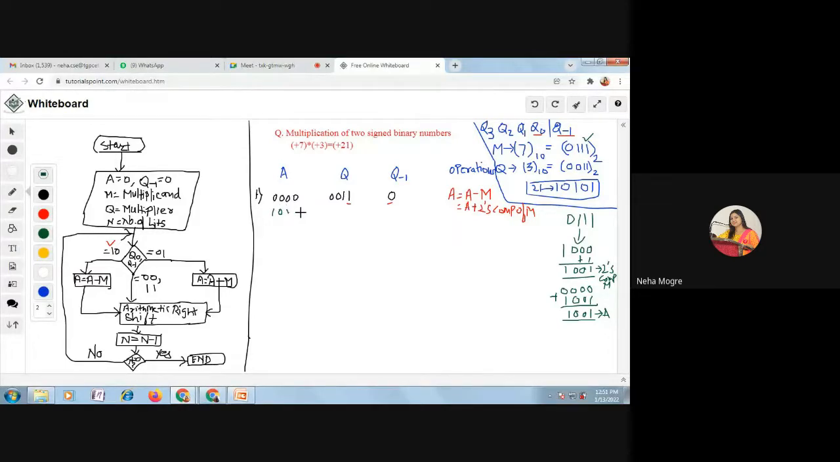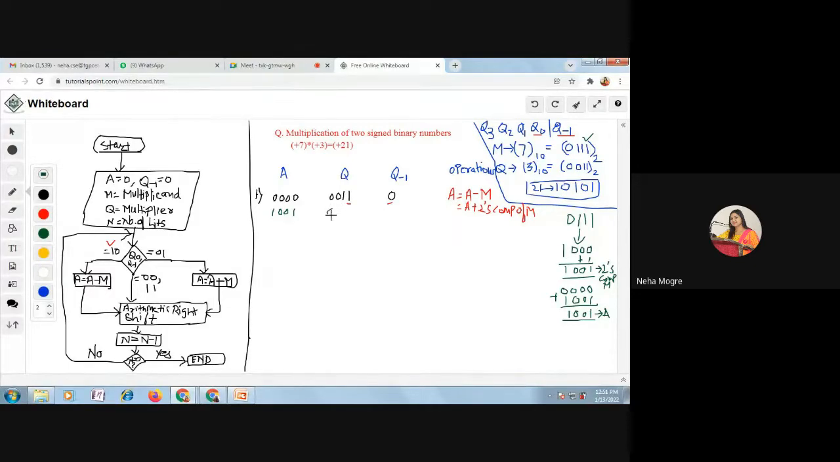ठीक है, देखो जब भी आपका value of Q0, Q minus 1, 1, 0 या 0, 1 रहेगा, तो आपको minus तो perform करना है, उसके साथ साथ एक और operation करना है, that is arithmetic right shift. So we have just performed here A minus M. Okay, one operation is pending, that is arithmetic right shift.